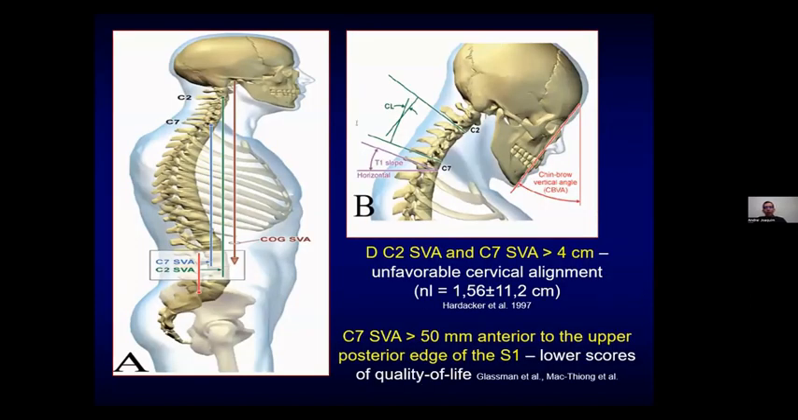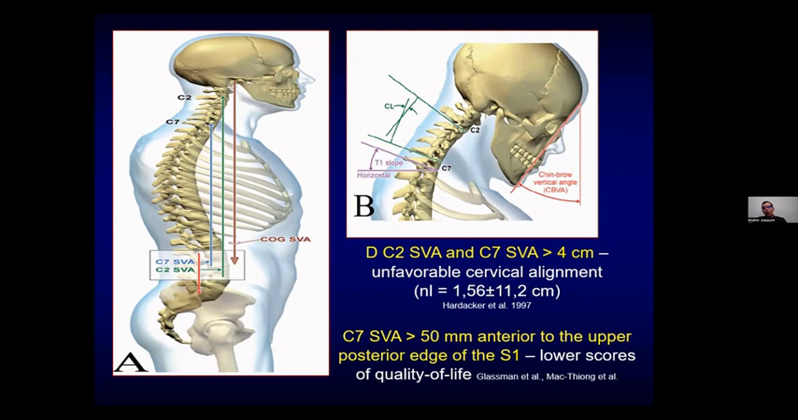And Dr. Ames is here. I think he's going to talk about this much better than I, but it's important to know that the plumb line of C2 over C7 provides a clinical objective parameter of how much your head is bending forward. It's known that when your plumb line of C2 is more than 4 centimeters from the plumb line of C7, this is associated with unfavorable neck disability index and poor quality of life.